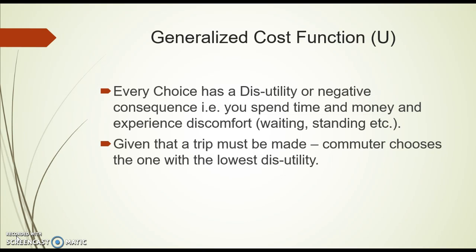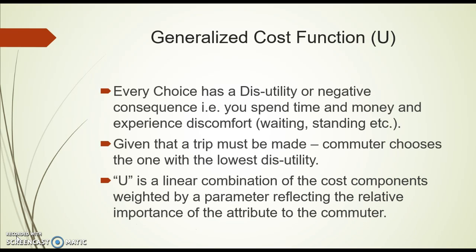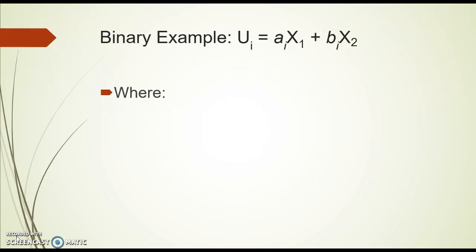So that's our model, and we are going to look at that utility as a linear combination of all of the cost components that are affecting our choice. But these are not just going to be simply added in a linear way. They are going to be weighted by a parameter that reflects the relative importance of the attribute to the commuter, so that we are going to define our utility function as part of our modal choice decision. Let's see how this works in a binary example where we are going to just look at two attributes. So let's set it up this way.